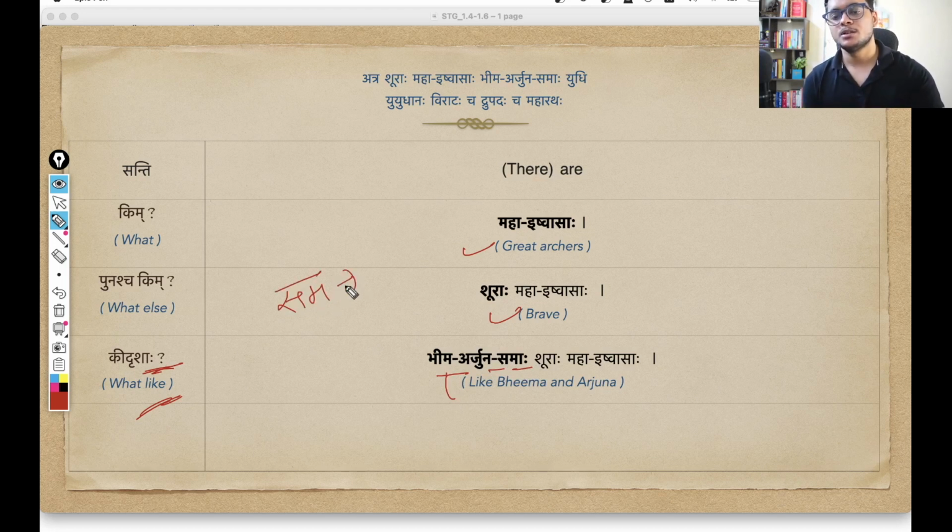Sama simply means equal to. Whenever we are comparing that this is equal to. So Sama equal to. And again Bhim Arjun Sama. So equal to who? Equal to Bhim and Arjun.